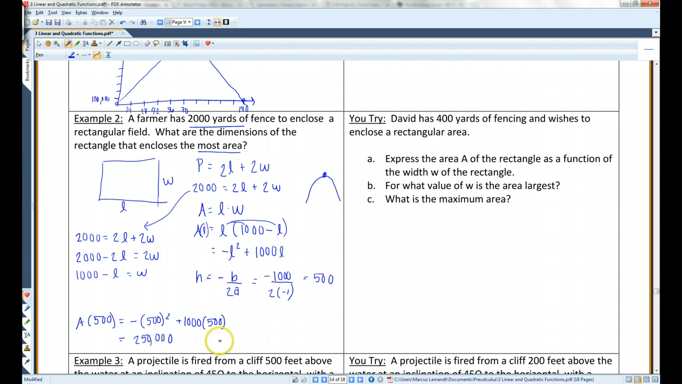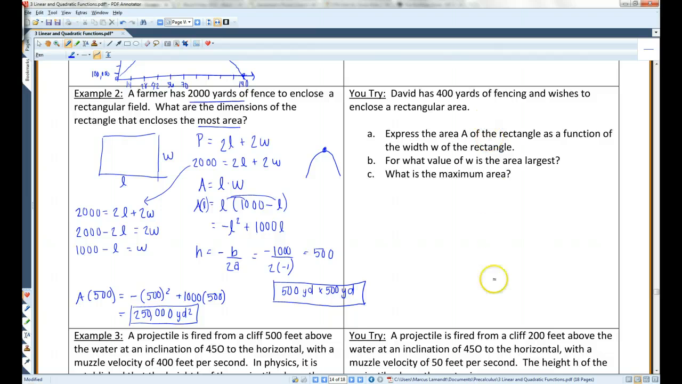So, the largest rectangle that can be enclosed by 2,000 yards of fence has an area of 250,000 square yards, and its dimensions are 500 yards by 500 yards. The reason we know it's 500 yards is because if you plug this in for L, 1,000 minus 500 gives you W. So the width is 500, the length is 500.